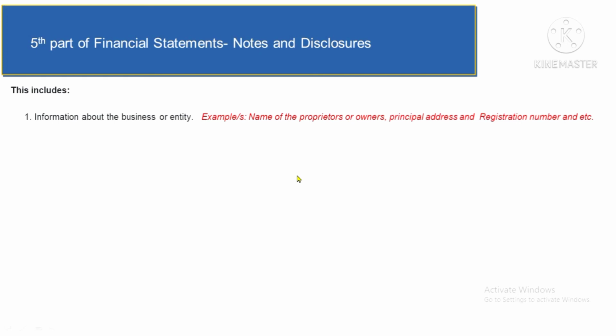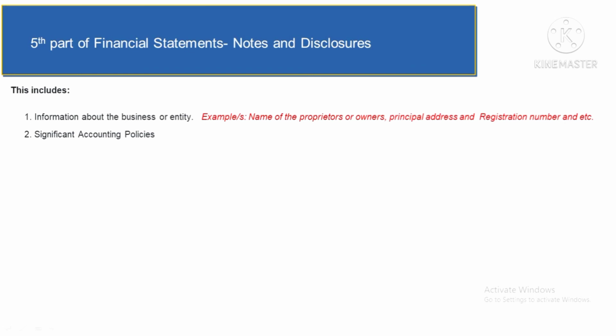Why? Because actually, guys, these details of information are very important to know if the business or the entity is legit and existing. It also contains the different accounting policies used by the business. For example, what is the depreciation method adopted by the company? Is it the straight line method or other methods? Because there are a lot of methods of estimating and computing depreciation. You will know more about these methods and the different accounting policies in my next videos.